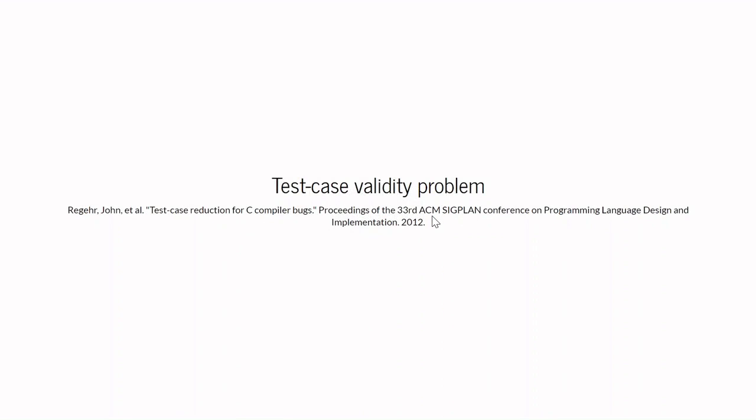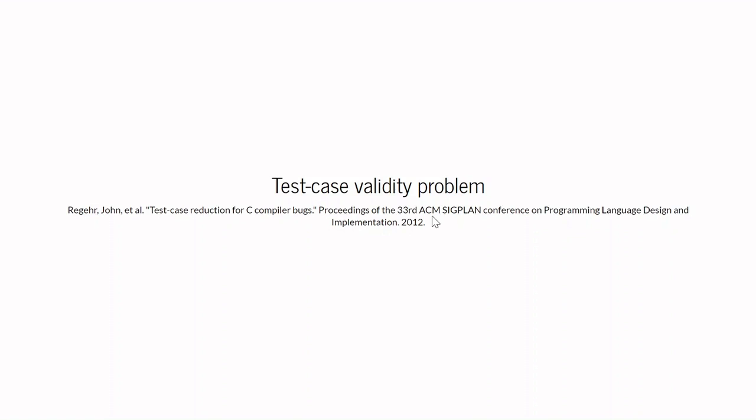The problem that we're going to be looking at today is something called the test case validity problem, which was coined by Regehr et al. in their work on the test case reducer C-Reduce, where it's a particularly bad problem, because sometimes C programs have undefined behavior, and it doesn't really matter if you have a wrong code bug in a C program that has undefined behavior, because it's not really a bug, it's allowed to do anything.